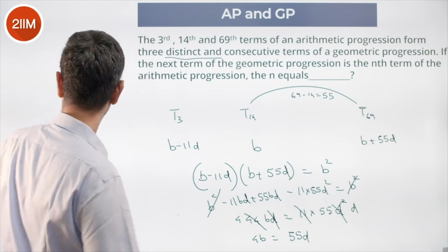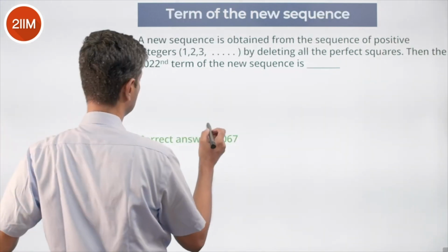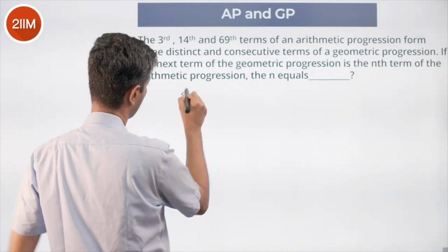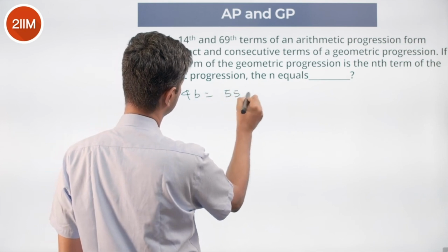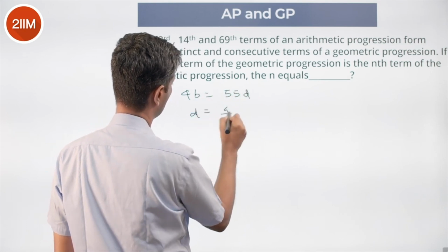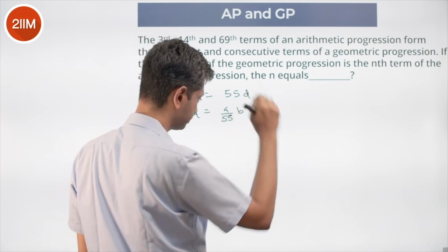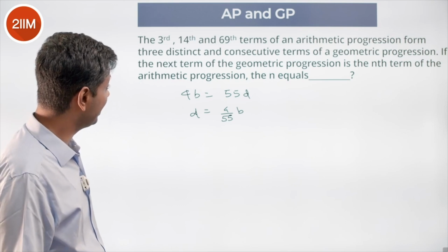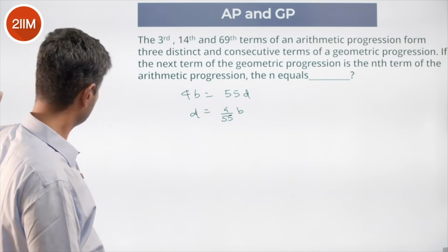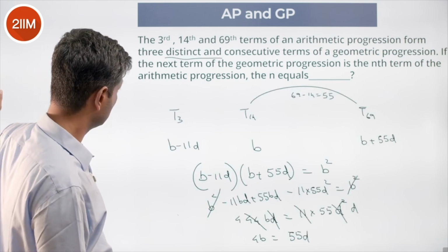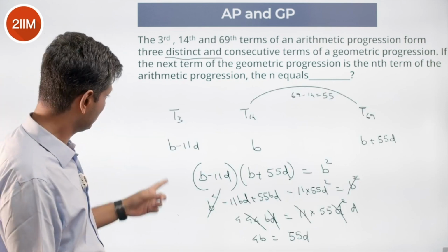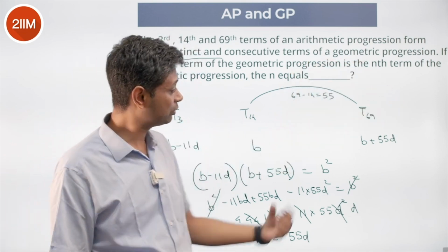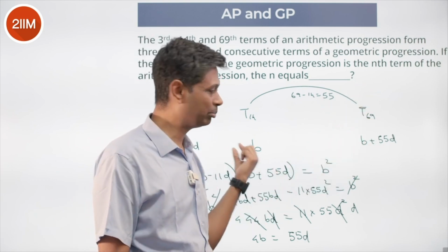Nice. 4b equals 55d. d is 4 by 55 times b. Nice, wonderful. What is the next term of the geometric progression? Nice. The next term of the geometric progression, after this term and the term after that, is b plus 55d whole square by b.